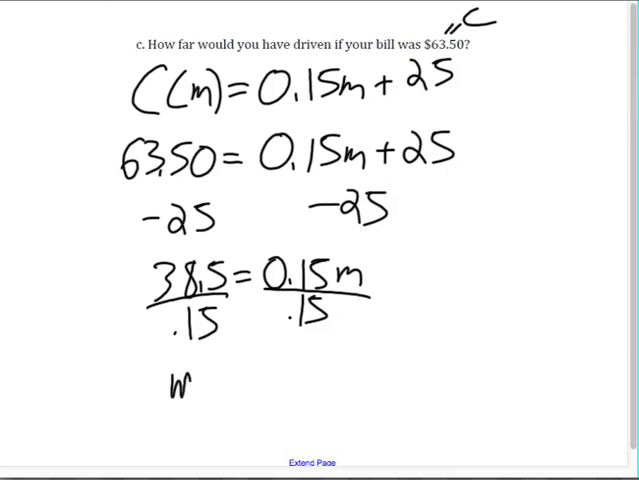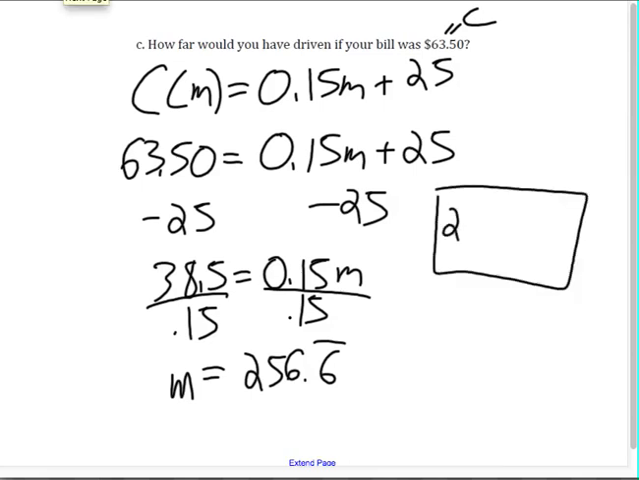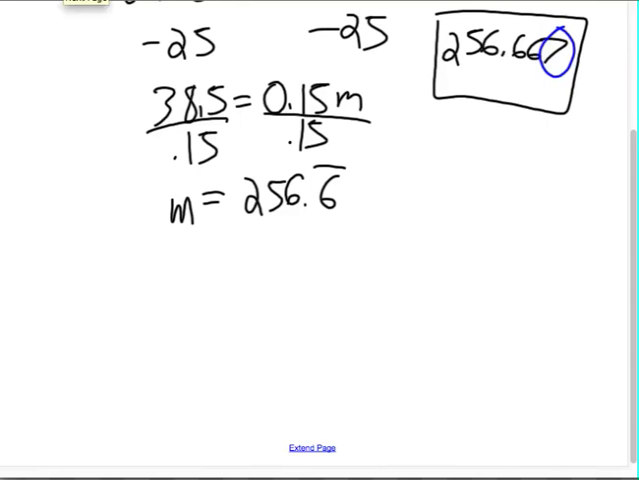And I'm getting m is equal to 256.6 repeating in your calculator. So in your calculator, you might see on your screen something to this effect: 256.667. This 7 is just rounded. You should know that 0.667 is really just 0.666 repeating, as I put here. So if I were to write this in units, it's okay for me to say 256.6 repeating miles. 256 and 2/3 miles, you can even say. I'd accept either. So my final answer is 256.6 repeating miles.